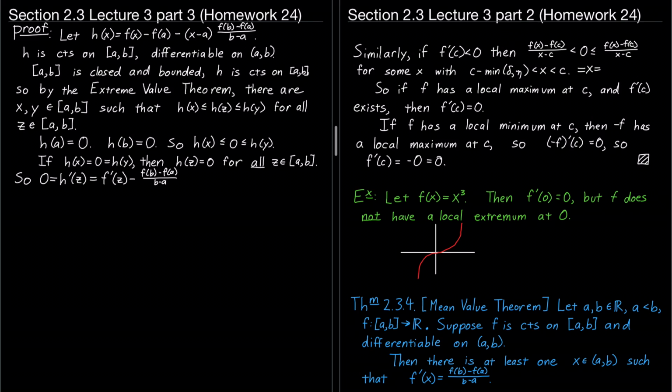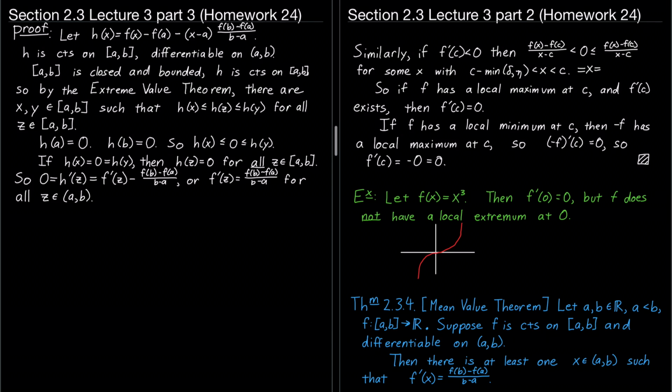And then if we were to apply the product rule, we'd get x minus a times the derivative of that difference quotient, f of b minus f of a over b minus a, which I know looks complicated, but is just a constant. So its derivative is 0. So we get that f prime of z equals f of b minus f of a over b minus a. In this case, it's not just some z, it is for all z in this interval from a to b.